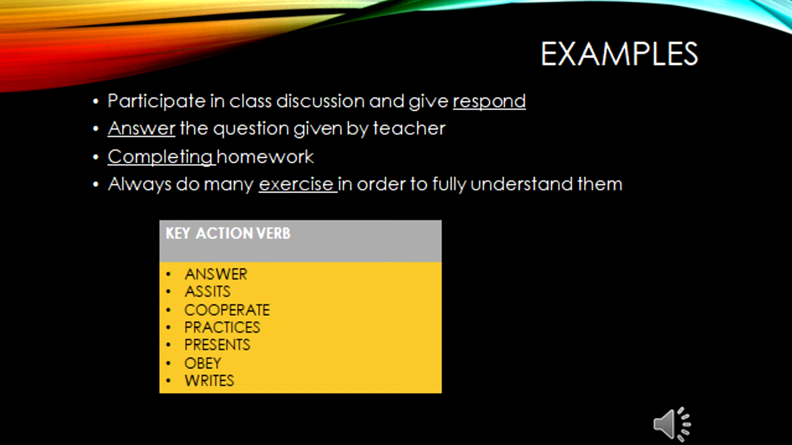Okay, this is an example of the responding level. As you can see, the first one is to participate in class discussion and give responses. Second, answer the questions given by the teacher. Third, complete homework. The last one is to always do many exercises in order to fully understand them. If you notice, the key action words in this example are respond, answer, completing, and exercise.